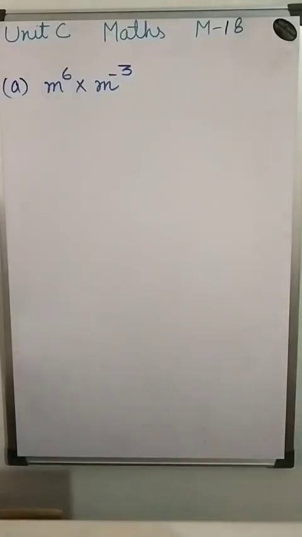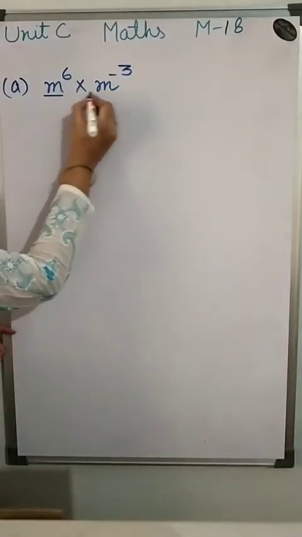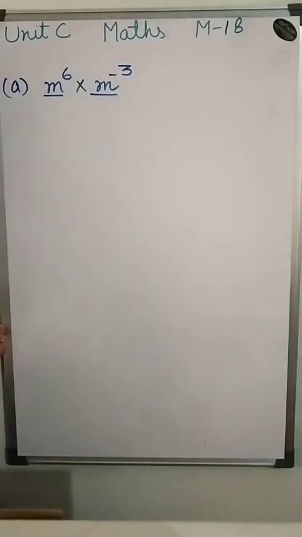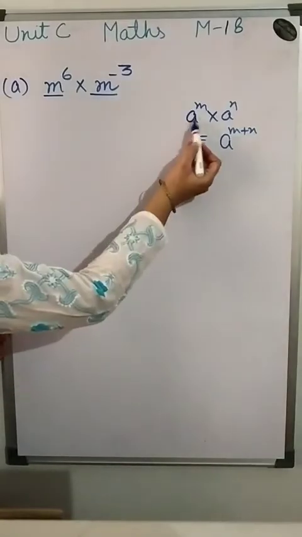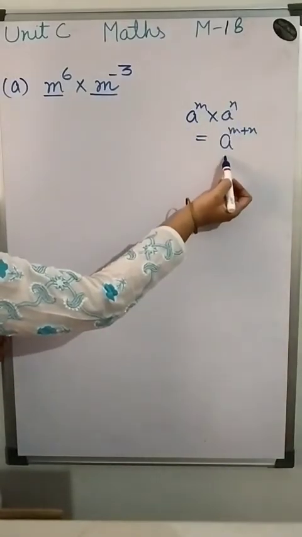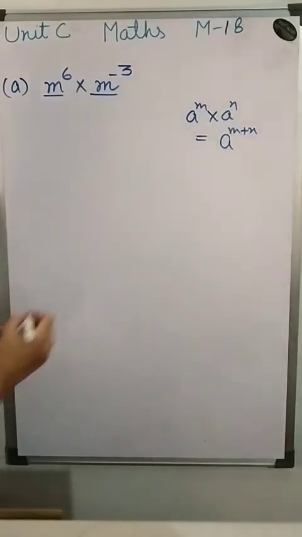Now module number 18 and the question is m to the power 6 multiply m to the power minus 3. We have to simplify this. Because bases are same and these numbers are in multiplication, we apply which formula? a to the power m multiply a to the power n is equal to a to the power m plus n. So in multiplication we add the powers.